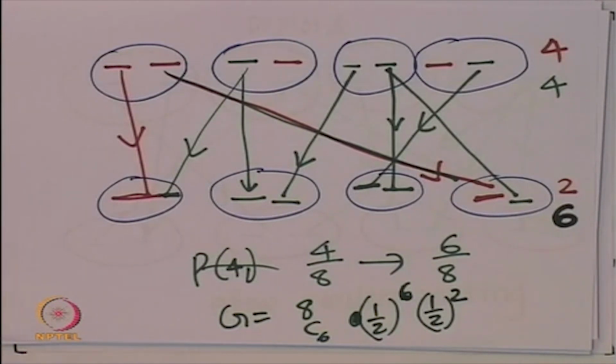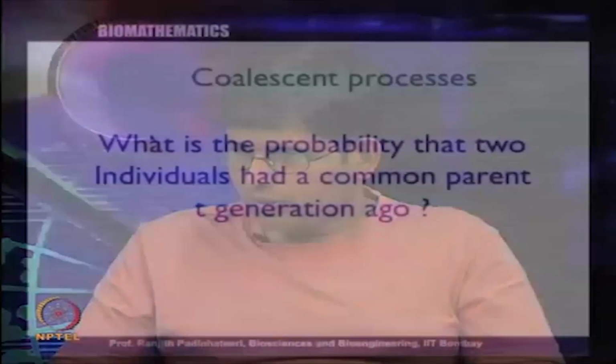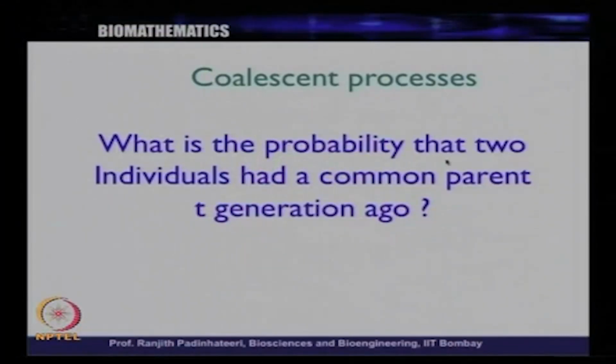Now, we can ask the question. So, these things we learned, this is more scope. You can ask the question, what is the probability that 2 individuals have the same parent a few generations ago? What is the probability that 2 individuals had a common parent t generations ago? So, if you draw many arrows like this, many generations, few generations ago, 2 individuals might have had a common ancestor.